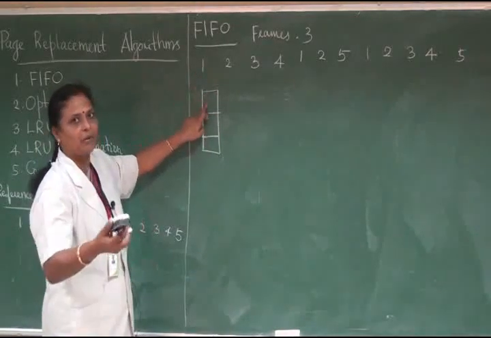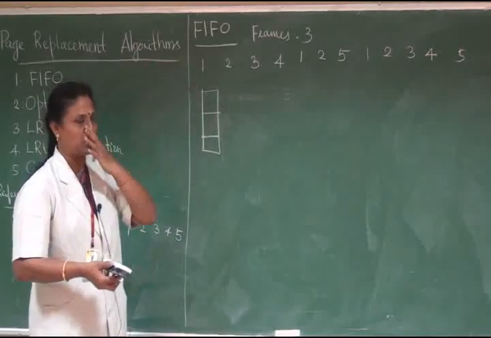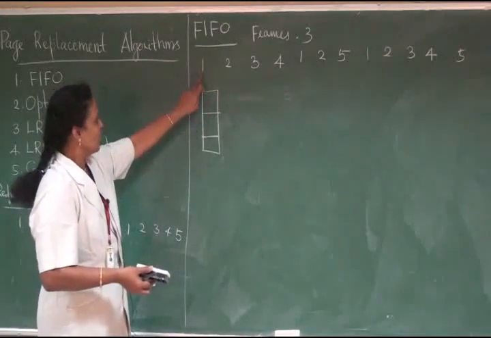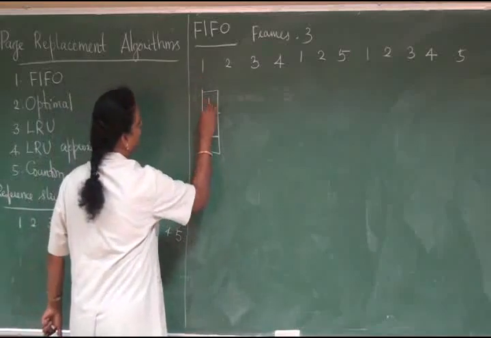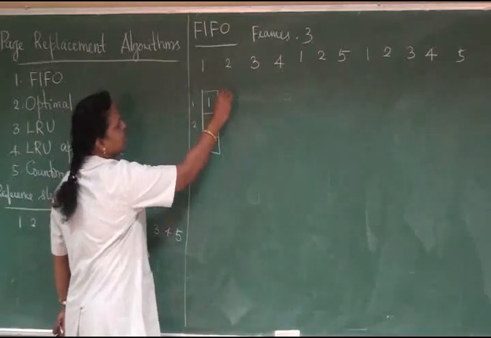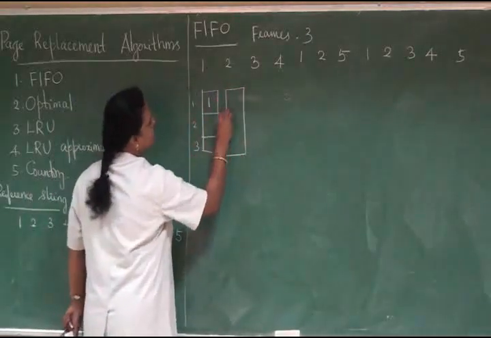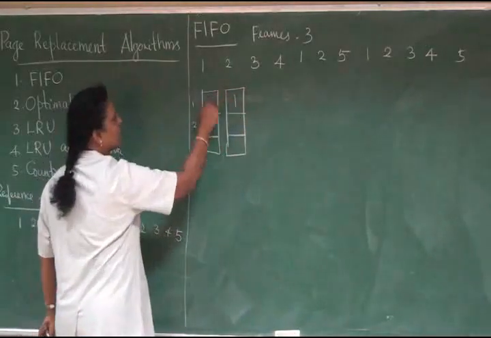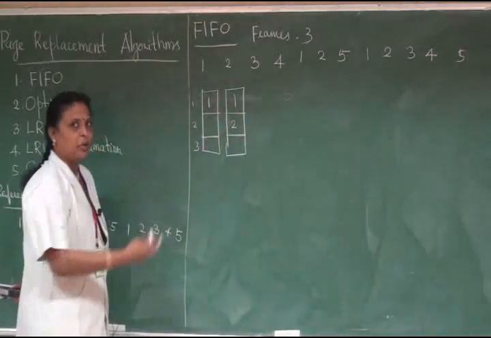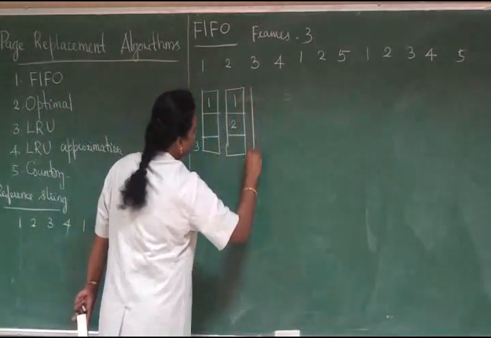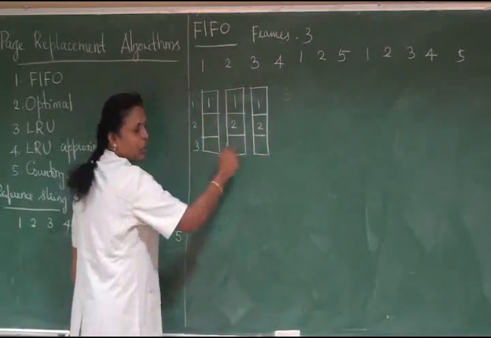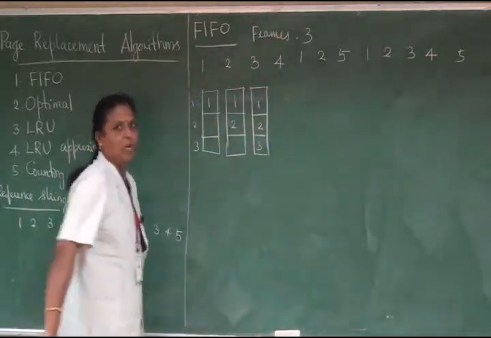So page 1 will not be available in physical memory, so it causes a page fault. Once that page fault has occurred, 1 is loaded into the physical memory, frame numbers 1, 2, 3. The second time, it will try to access page number 2. Page 2 is not available here, so the operating system will bring that page into the physical memory and load it into the second frame. Then it will try to access the third page. The third page is not available here, so it will be loaded into frame number 3.